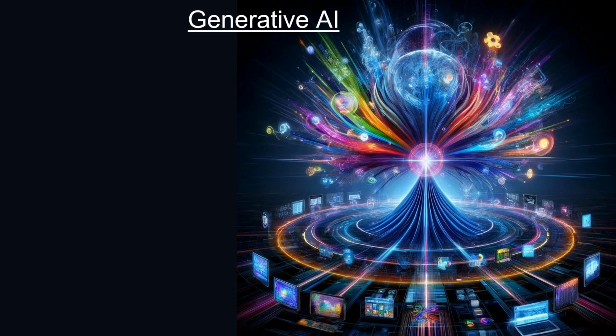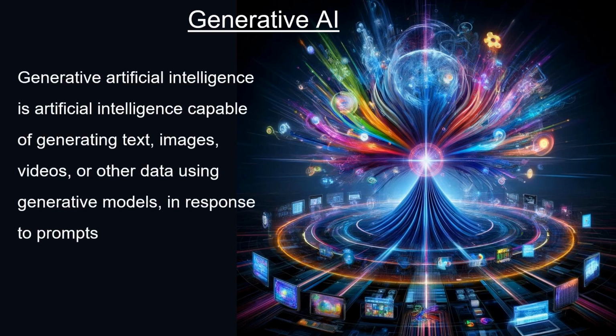Let's talk about something really cool, generative AI. Have you ever wondered how computers can create art, write stories, or even make videos just from a simple instruction? That's the magic of generative AI. Generative artificial intelligence is AI that can create text, images, videos, or other data using special models in response to prompts. It's like having a creative assistant that can produce amazing content based on what you ask it to do.